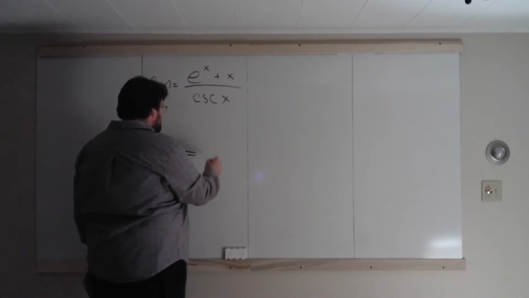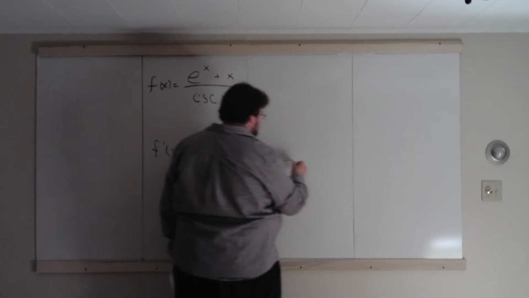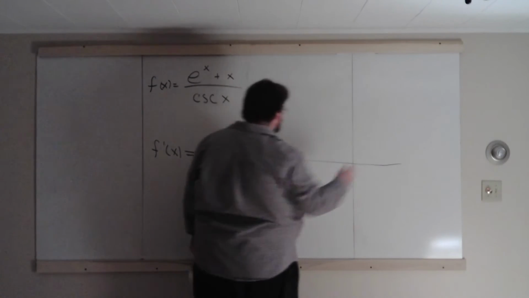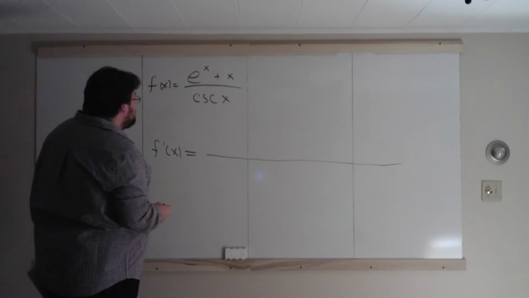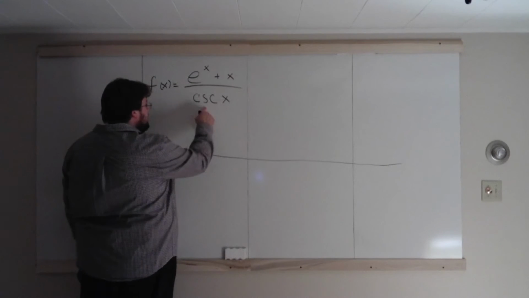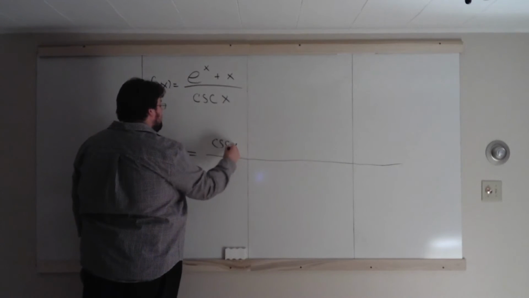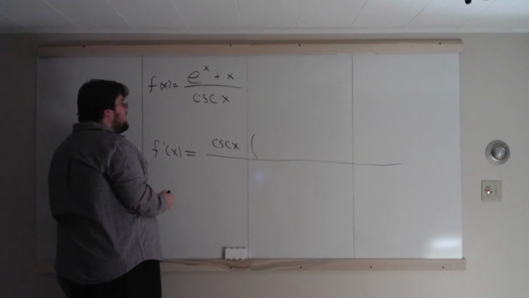What does the quotient rule say? Well, it tells us the answer is going to be some large quotient, so let's just write a large fraction bar at the start. The quotient rule says the derivative of a quotient is bottom times derivative of the top.